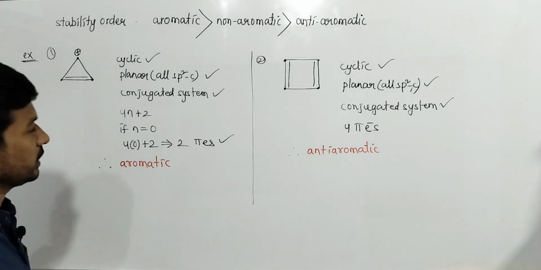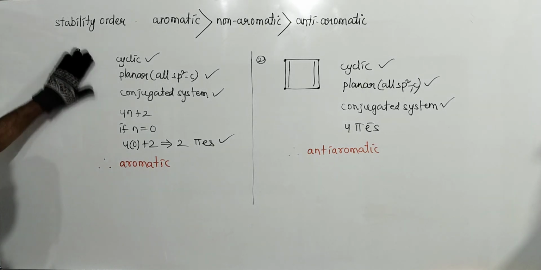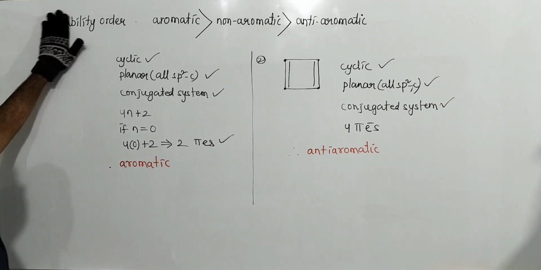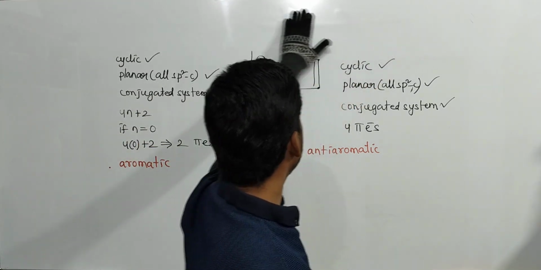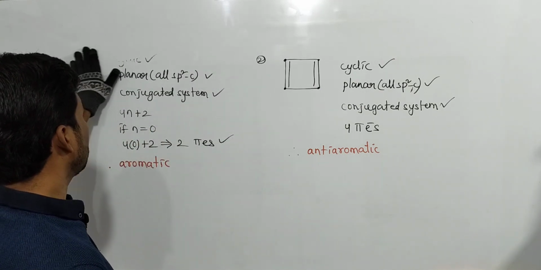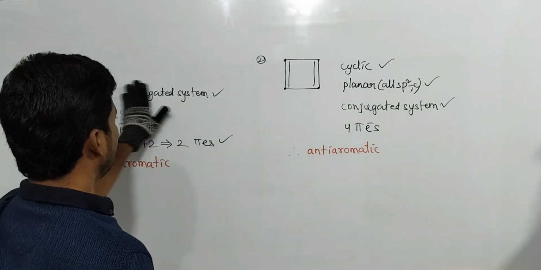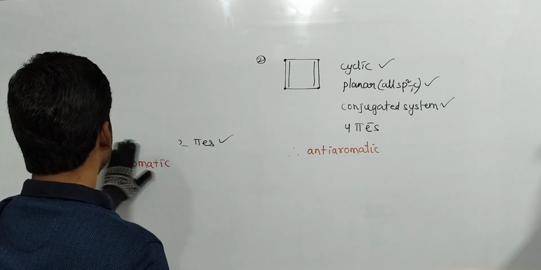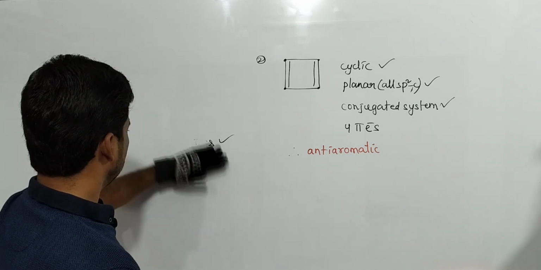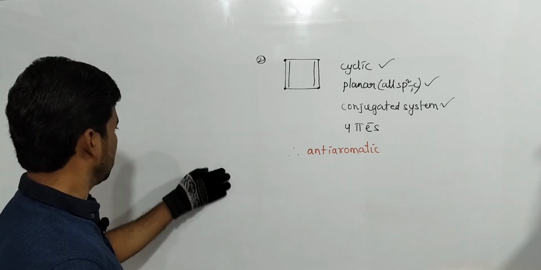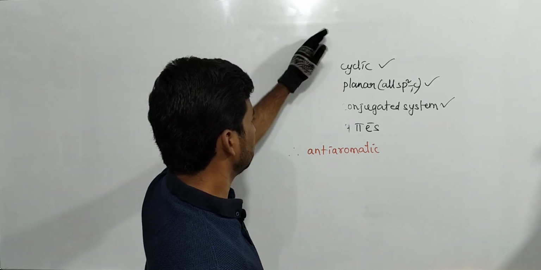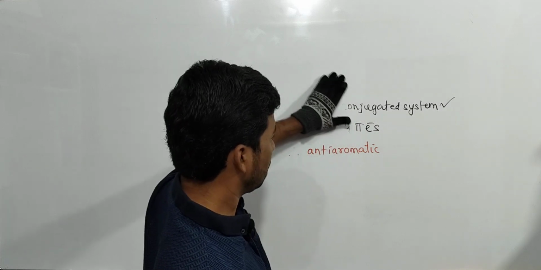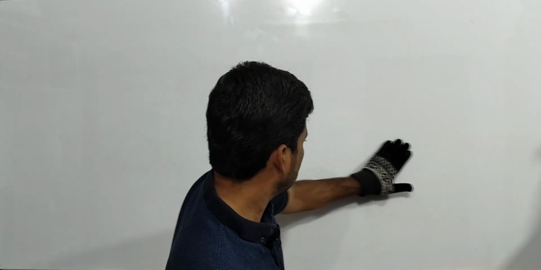Take this one. I will give some more examples. Aromatic organic molecules are more stable compared to non-aromatic. Anti-aromatic organic molecules are unstable. Okay, next.